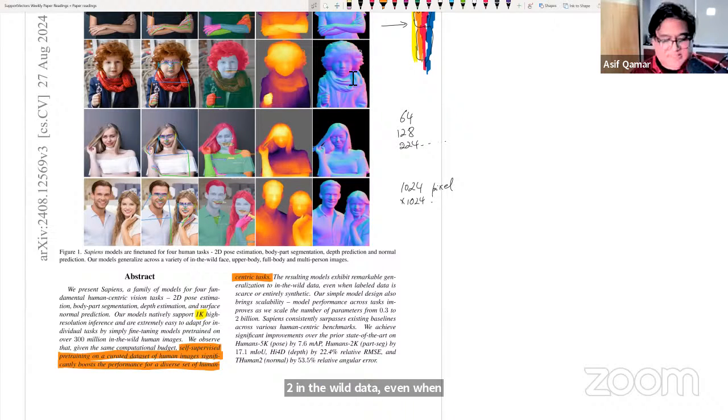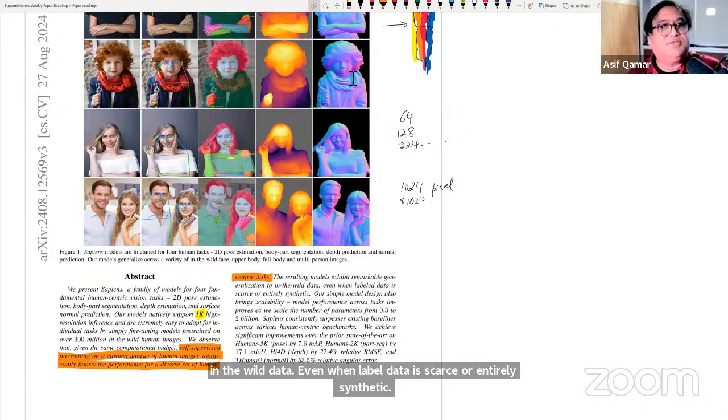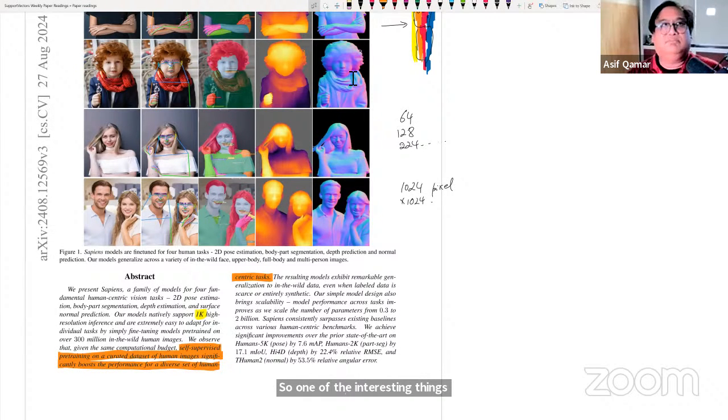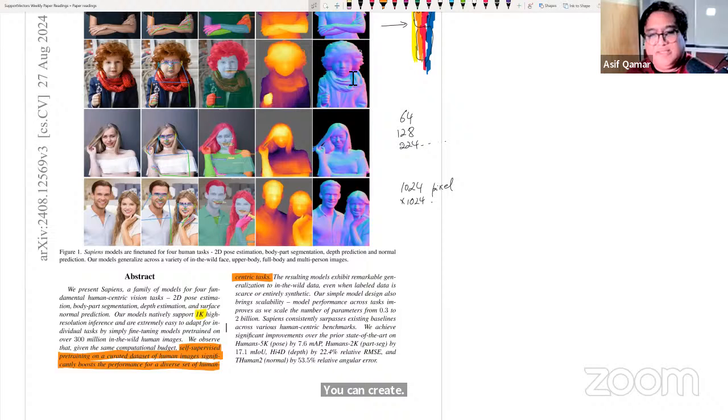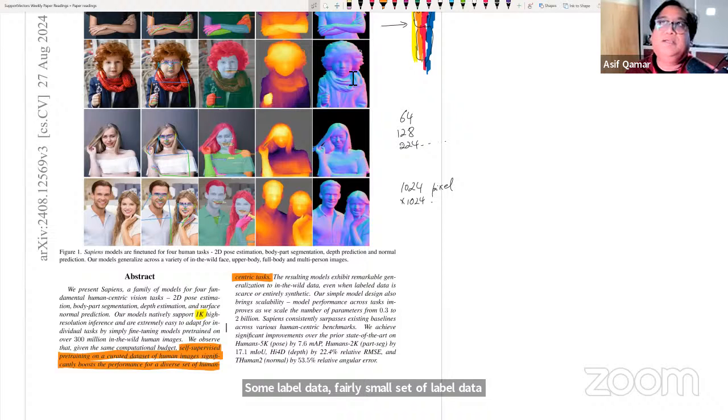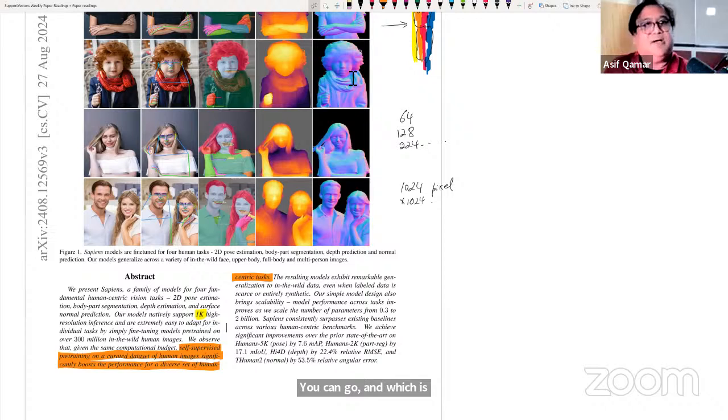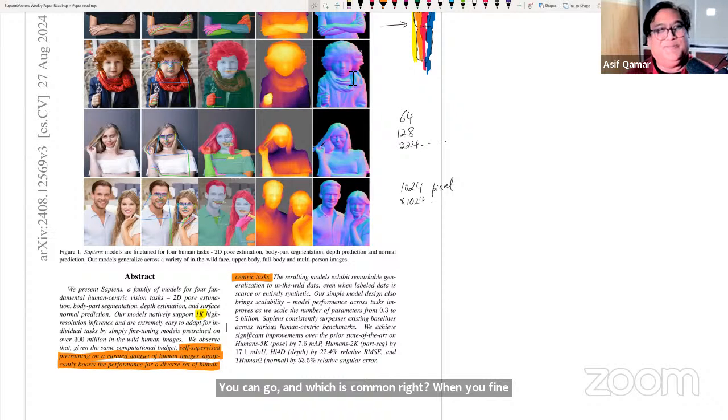So one of the interesting things is, as we will see for some downstream tasks, you can create a fairly small set of label data, and which is common, right? When you fine tune for specific tasks, you do supervised learning. But to do supervised learning, one of the key things they observed is that you can get away by using synthetic data too, right? So that's another contribution.